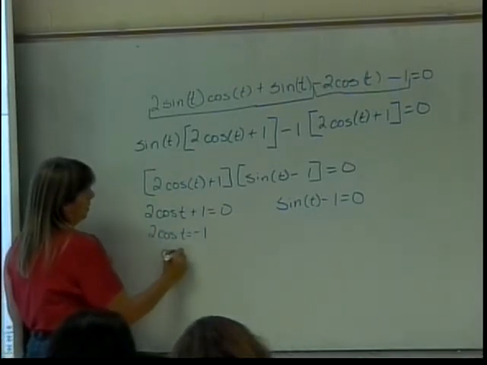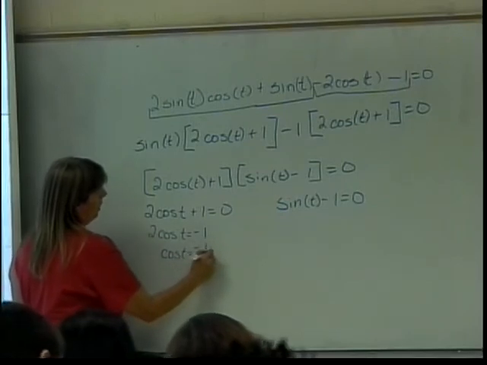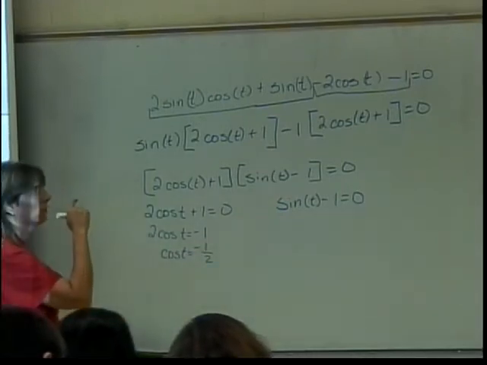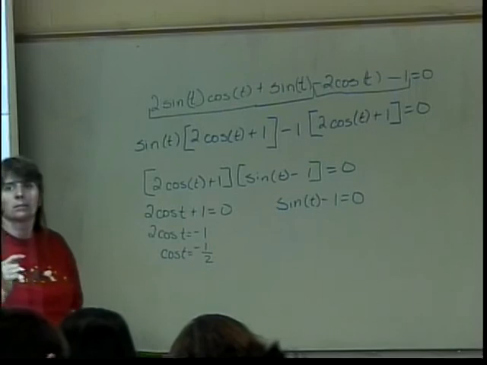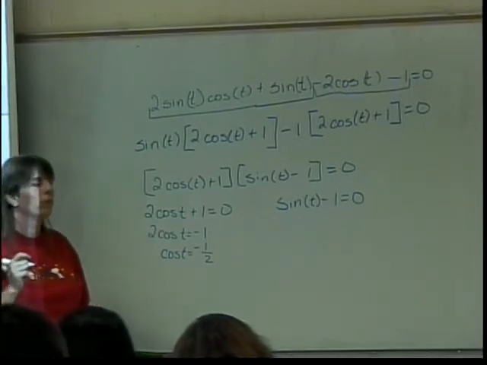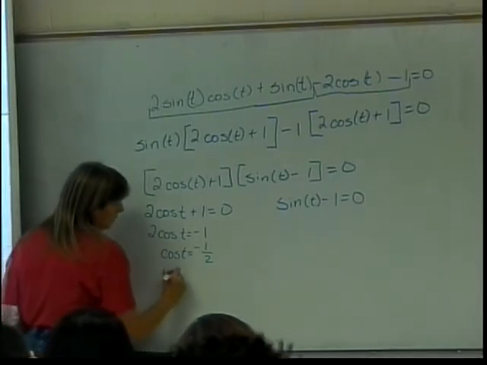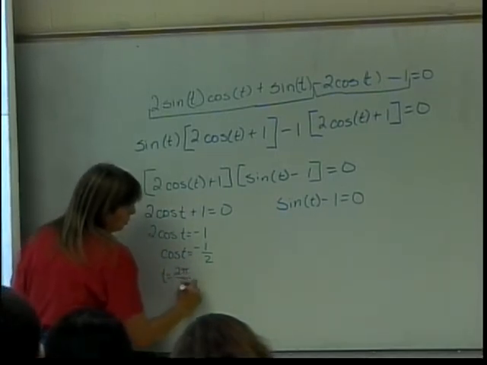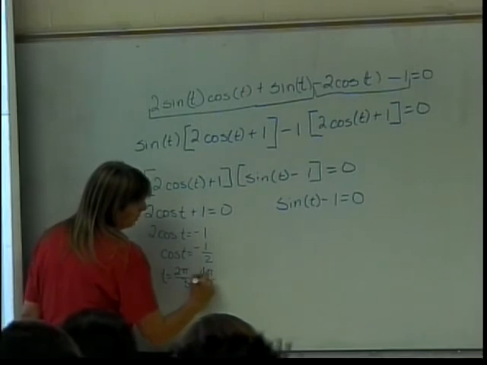So let's see, if I solve this one, I have 2 cosine of t equals negative 1, so cosine of t is equal to negative 1/2. Where does that happen? Pi over 3? Where? 2 pi over 3? Where else? 2 pi over 3 and 4 pi over 3.